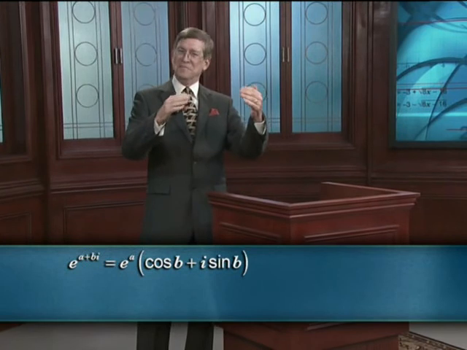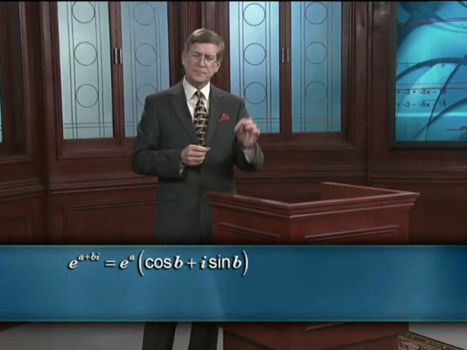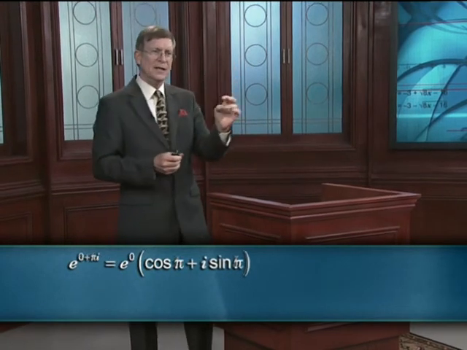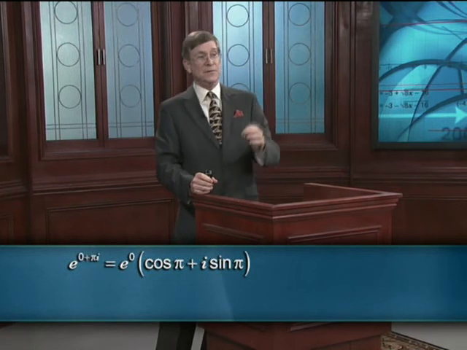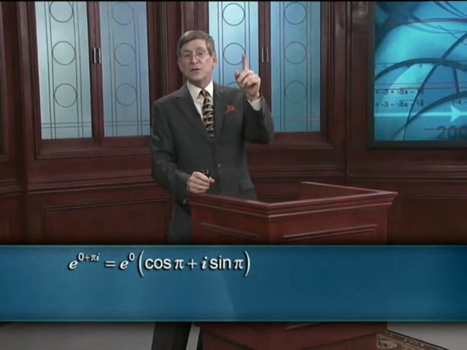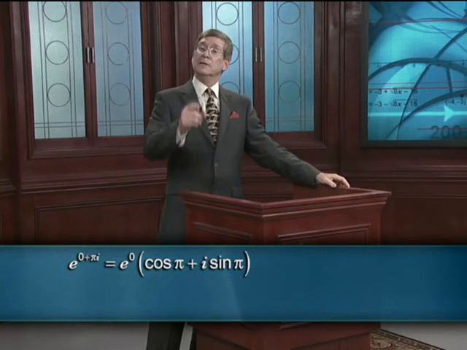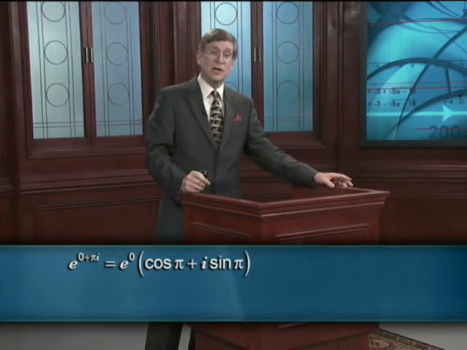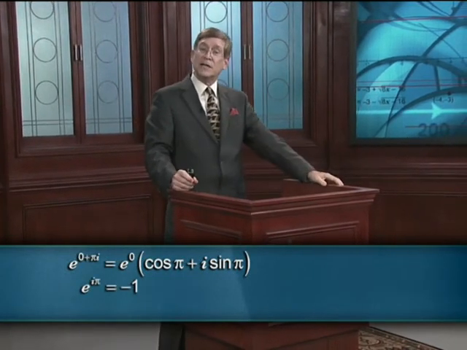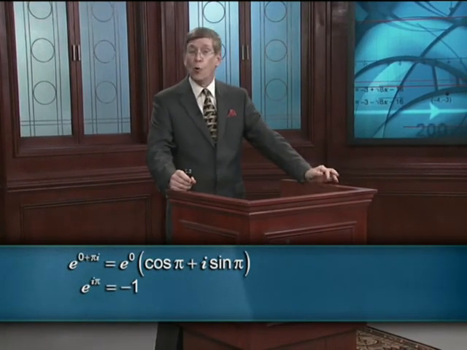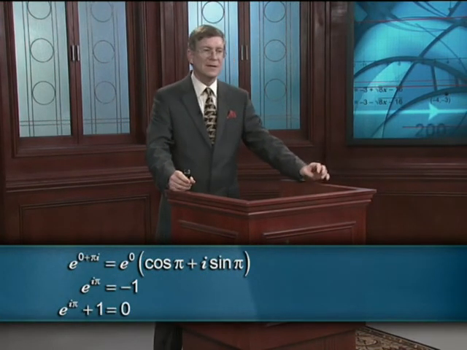Kind of looks like what we've been doing, doesn't it? But now it brings in the exponential function e. In this general equation, let a equal 0 and b equal pi. If you do that, you get e to the 0 times cosine pi plus i sine pi. Sine of pi is 0, cosine of pi is minus 1, and you're left with e to the i pi equals minus 1, or e to the i pi plus 1 equals 0.